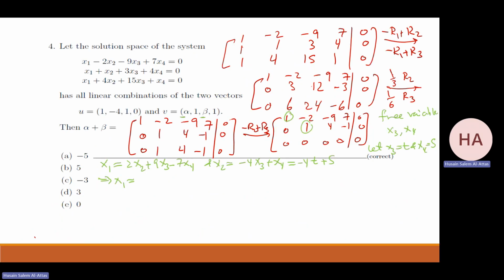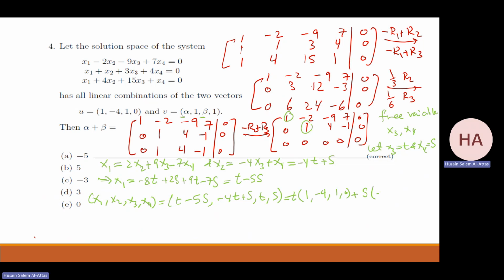So we'll start the questions from the book. Minus 8t multiplied by 2 plus 2s plus 9t minus 7s. And that gives me what? t minus 5s. So my solution, my element will be what? t minus 5s. x2 is what? Minus 4t plus s, t, and then s. Take t as a common factor. You have what? 1, minus 4, 1, 0. Take s as a common factor. You have minus 5, 1, 0, 1.